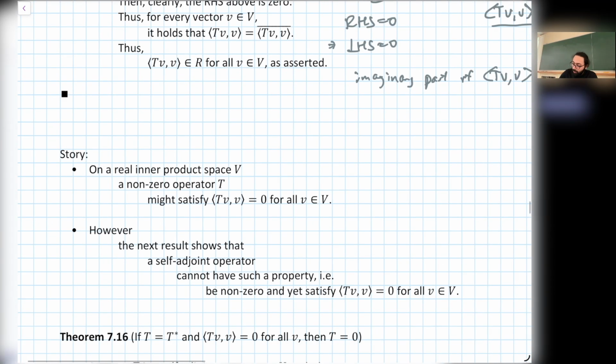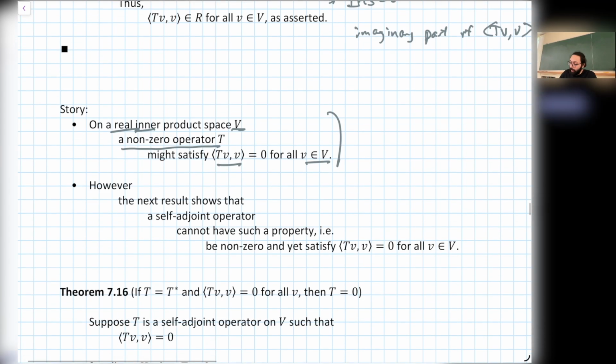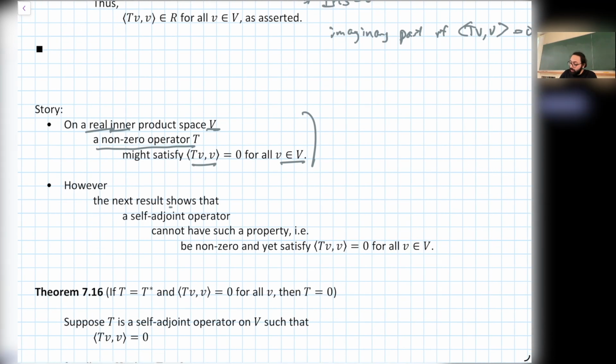All right, so on a real inner product space V, a non-zero operator T might satisfy TVV is 0 for all v. This we already saw. This can happen. However, the next result shows that a self-adjoint operator cannot have such a property. If you additionally impose that you're looking at self-adjoint operators, then even if you're real, you would not be able to satisfy this property for all v.